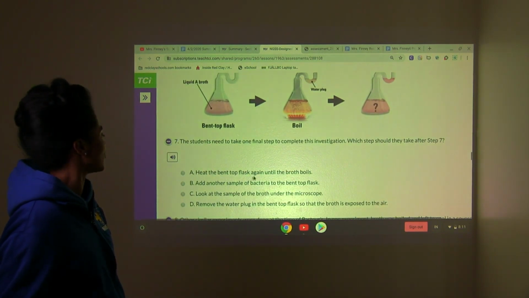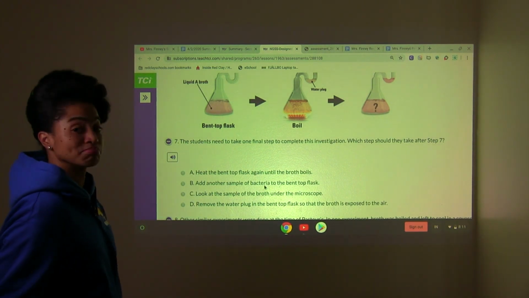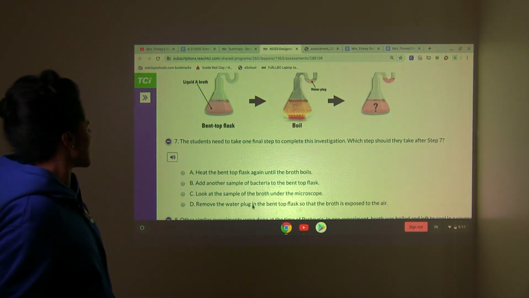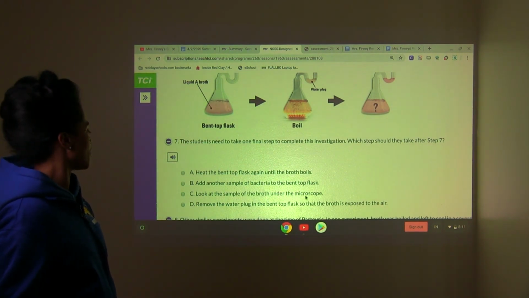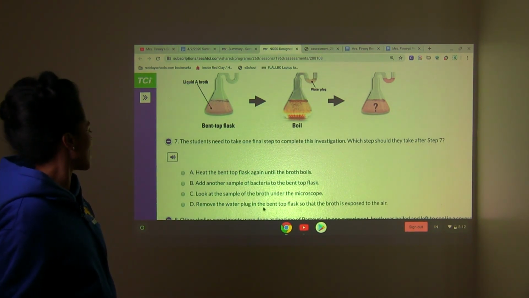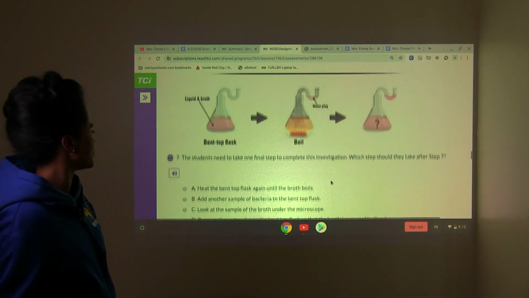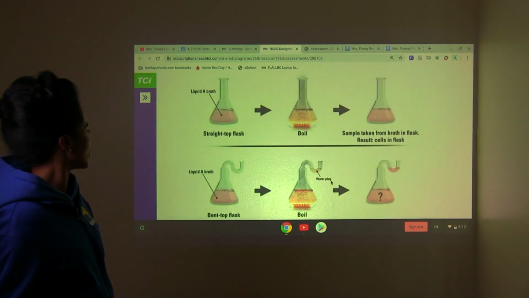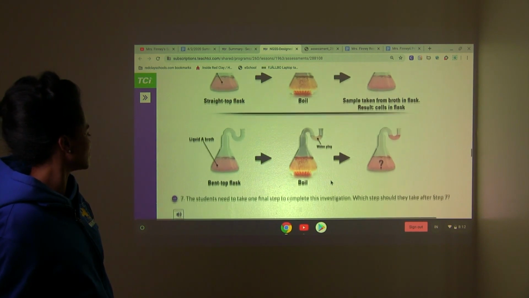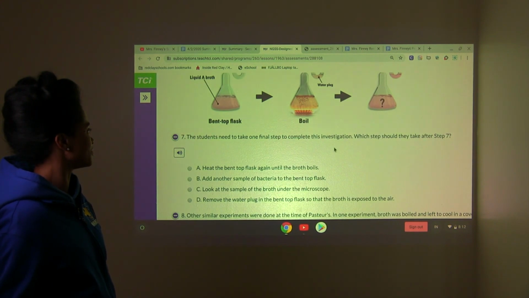A, heat the bent top flask again until the broth boils. B, add another sample of bacteria to the bent top flask. Or C, look at the sample of the broth under the microscope. Or D, remove the water plug and the bent top flask so that the broth is exposed to the air. What do you think needs to happen for the final step?